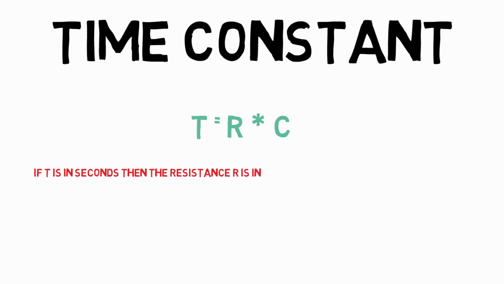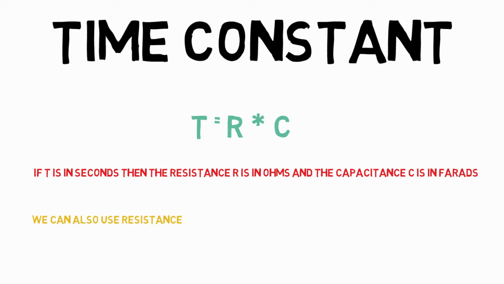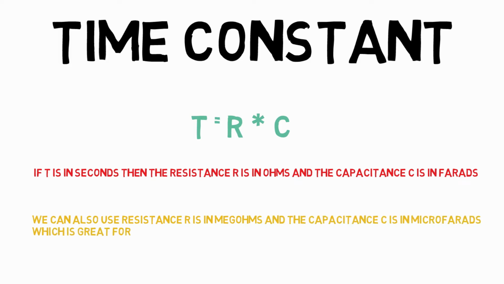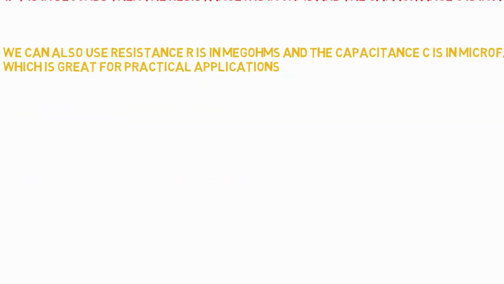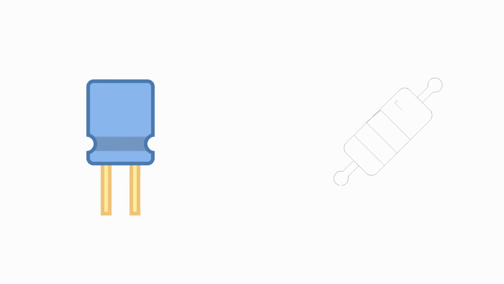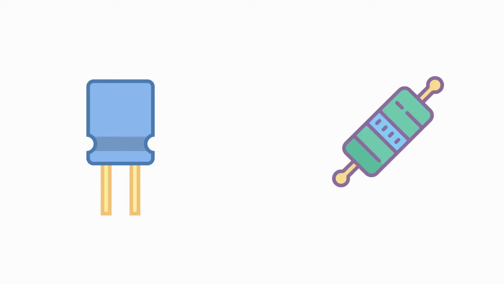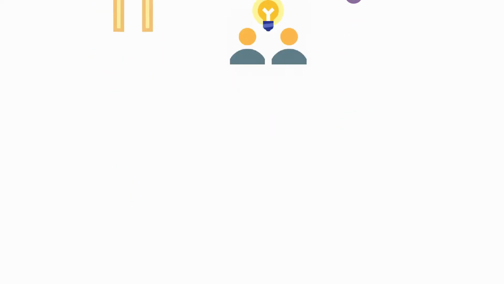This time constant is given by the equation T = R × C. This time constant, T, is in seconds and is given by the resistance in ohms and the capacitance in farads. Or if you like, you can use the resistance in megohms and the capacitance in microfarads, which is more convenient for most practical applications. So according to how we combine the resistors and capacitors, we can get the foundation of a circuit class we know as multivibrator circuits.